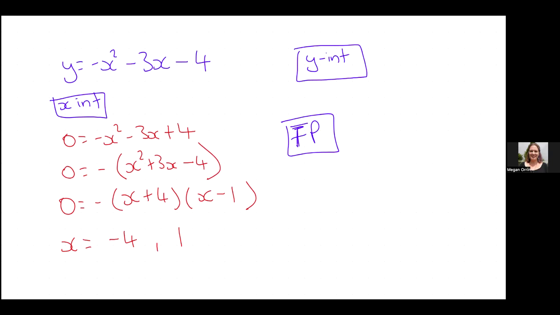All right, what if I make all of the x's equal 0? What's y? -4. That one's easy.